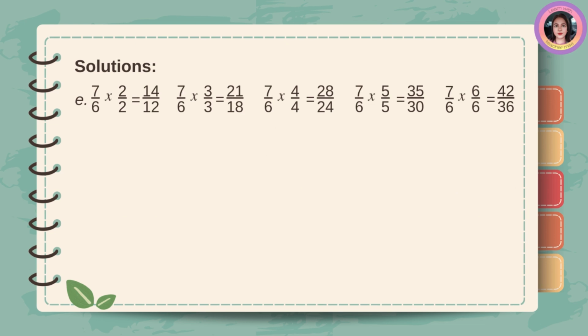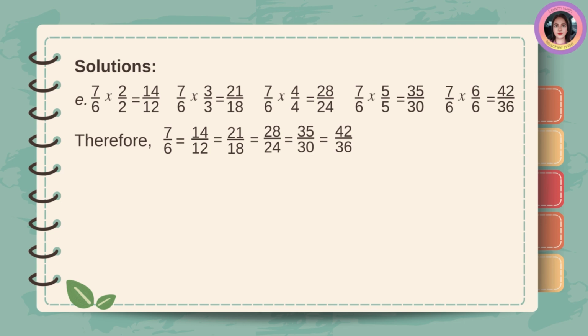Letter E, 7/6 times 2/2 is equal to 14/12. 7/6 times 3/3 is equal to 21/18. 7/6 times 4/4 is equal to 28/24. 7/6 times 5/5 is equal to 35/30. 7/6 times 6/6 is equal to 42/36.